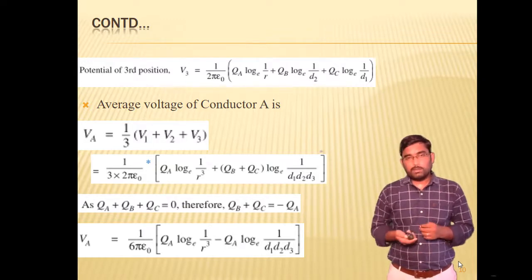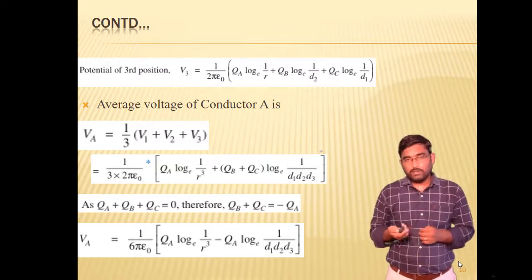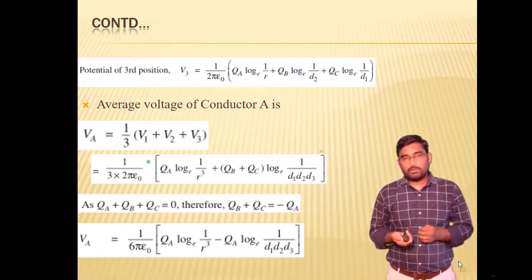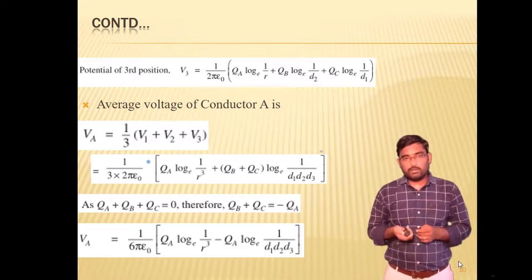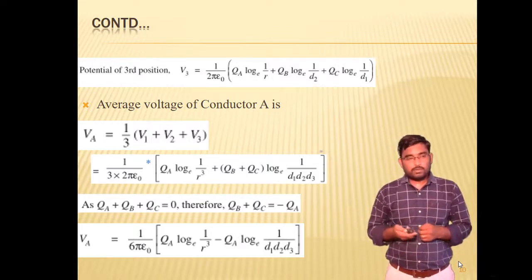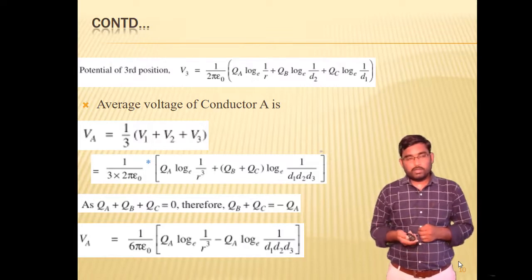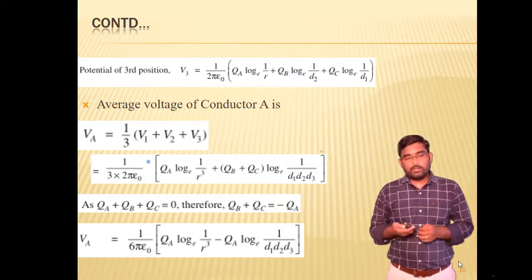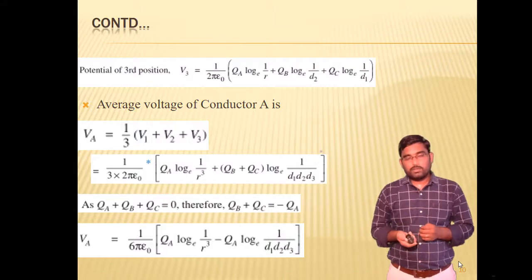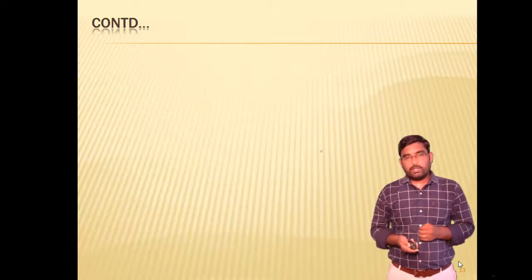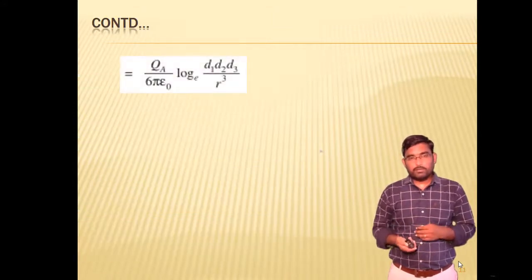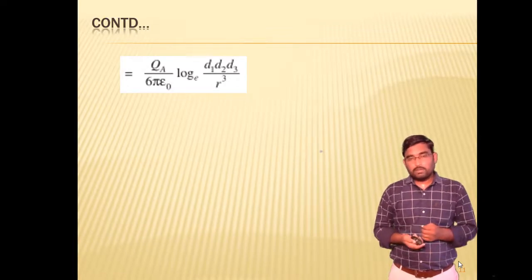As the system is balanced, QA plus QB plus QC will be 0. From this, I can write QB plus QC equals minus QA. Taking this in the above step, the total potential VA will be 1 by 6 pi epsilon naught into QA into ln of 1 by R cube minus QA into ln of 1 by D1, D2, D3. Further simplification gives QA by 6 pi epsilon naught ln of D1, D2, D3 by R cube.